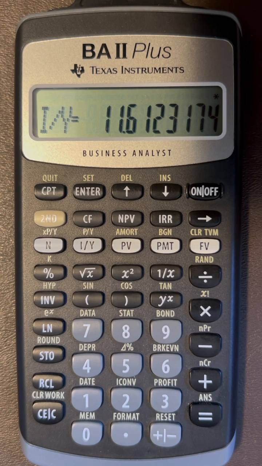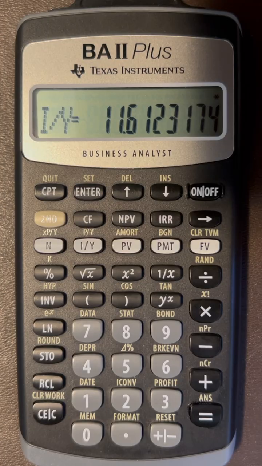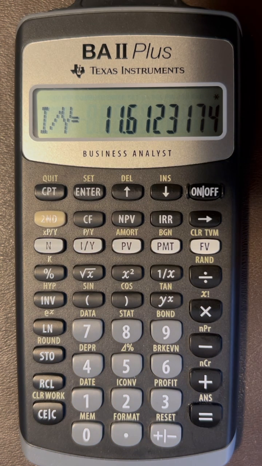Okay, so that's how you use this calculator to solve lump sum problems where you're just moving a single cash flow through time. When you use this calculator to solve annuity problems, it's very similar, except we're going to have to use the payment button as well, the PMT button.